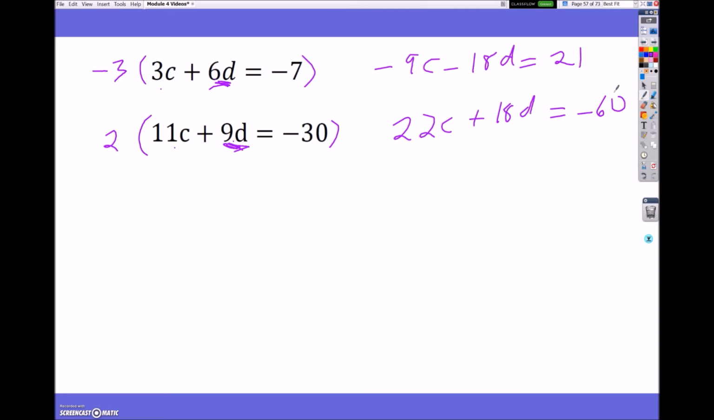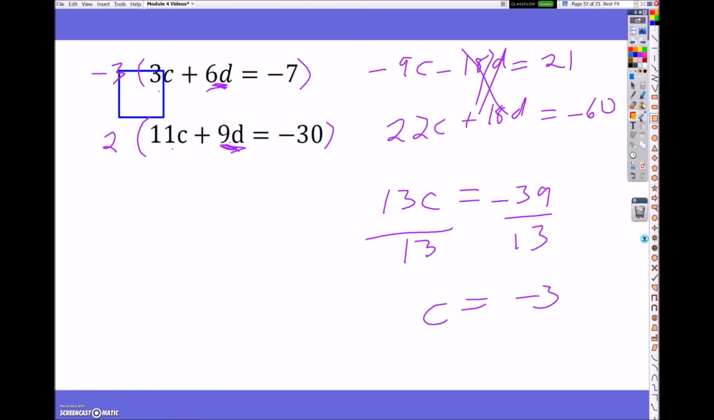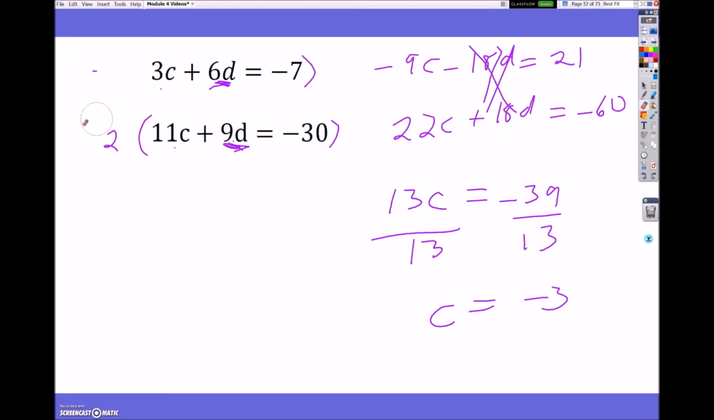So then when I add these, if I have -9 plus 22, that'll be 13c. My d's are going to cancel, and that is going to equal -39. If I divide both sides by 13, I'm going to get c is equal to -3. Now that I know what c equals, I can figure out what d equals by plugging in that -3 every time I see a c. So let's look at my two original equations, and you get to choose whichever one looks easier to plug in. It doesn't really matter, I'm just going to plug it in the top one.